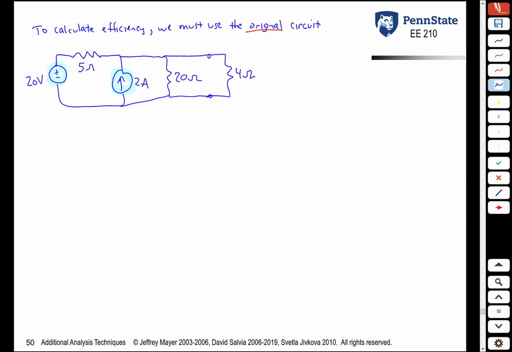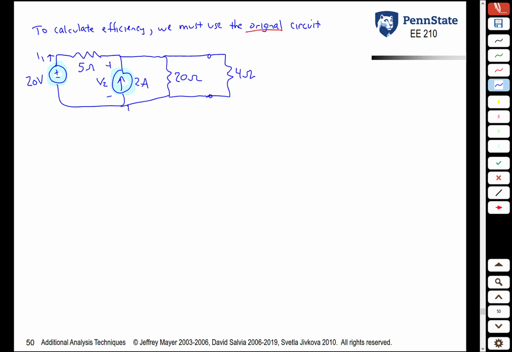So basically we need to find the current coming out of this voltage source. I'm going to call that I1. That gives us the power associated with the voltage source. And then we want to find the voltage across this current source. I'm going to call that V2, and that gives us the power associated with the current source.